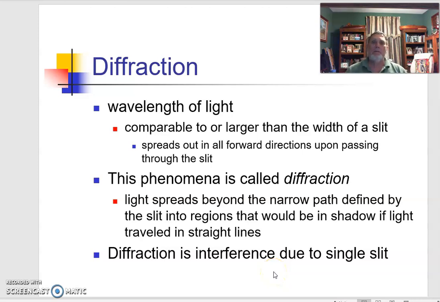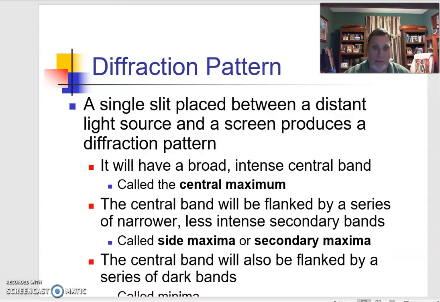Alright, this will be the last video lecture for this section. We're going back to diffraction. When the wavelength is comparable to the slit size, then we get diffraction effects. And we said that's the bending around the corner, so to speak.